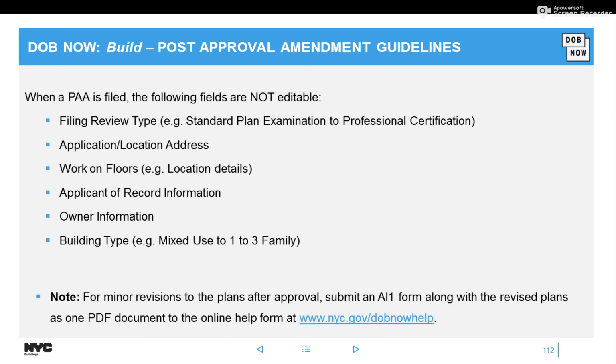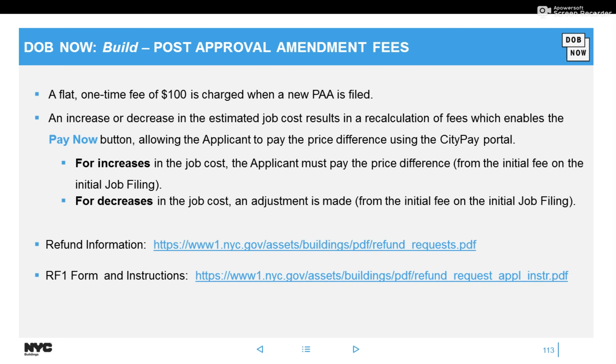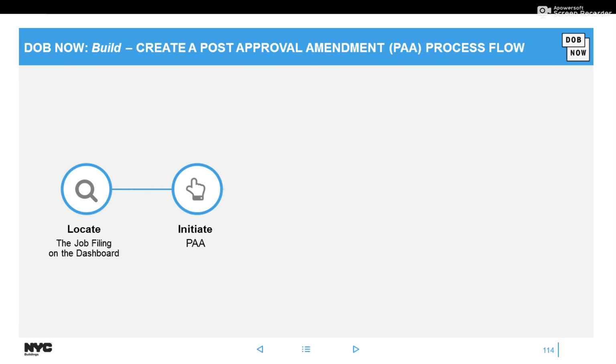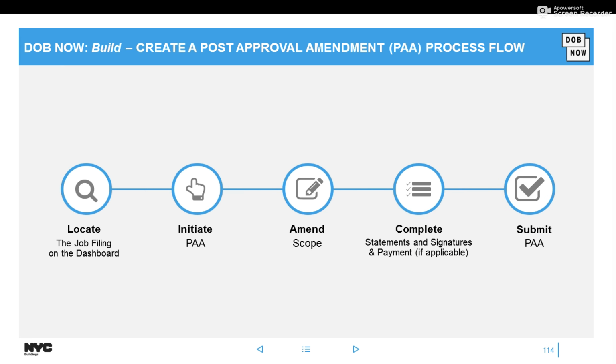AI1s, however, are still outside of the system, and you will submit that form to nyc.gov/GOB help, and I will show you where that link is at the end of this session. It's still $100, and if there's a change in your fees and it's an increase, you could pay that online. If it's a refund you need, you could click this link here to get the form, and you would submit that to that same help as you do today. So you locate the file, you go to that same select action column, and you would select initiate PAA.